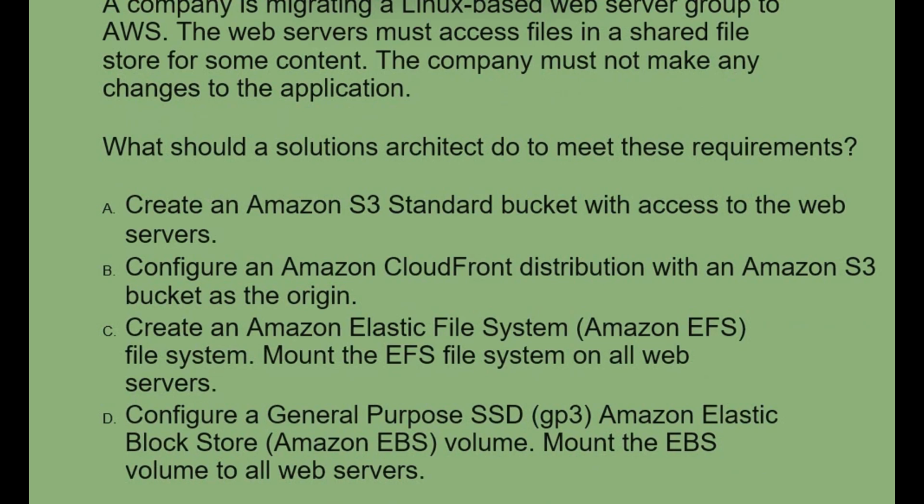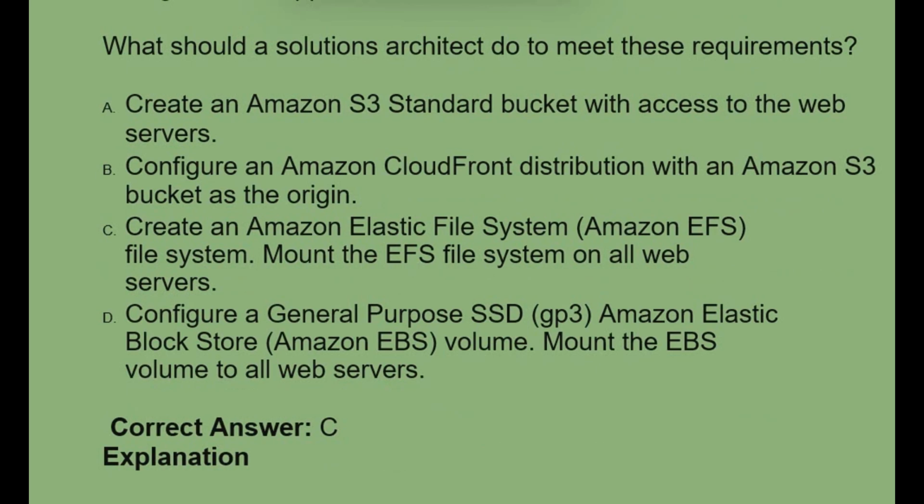Option A. Create an Amazon S3 Standard bucket with access to the web servers. Option B. Configure an Amazon CloudFront distribution with an Amazon S3 bucket as the origin. Option C. Create an Amazon Elastic File System, Amazon EFS, file system. Mount the EFS file system on all web servers. Option D. Configure a General Purpose SSD, that is gp3, Amazon Elastic Block Store, Amazon EBS, volume. Mount the EBS volume to all web servers. Correct answer is option C.